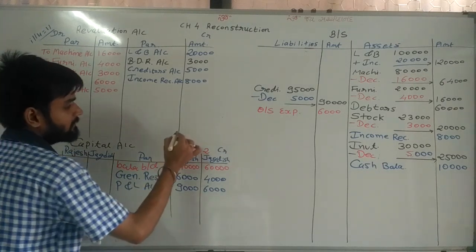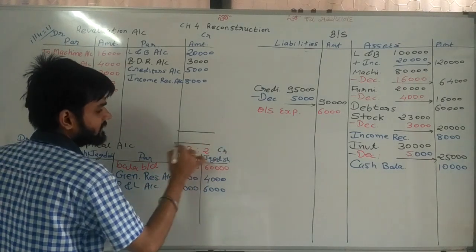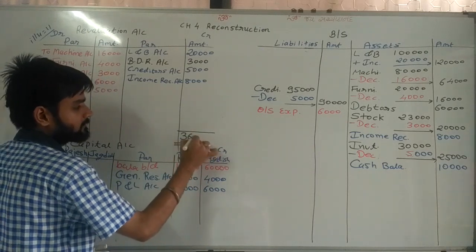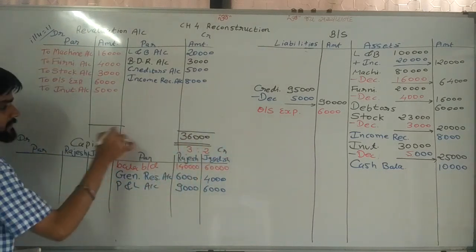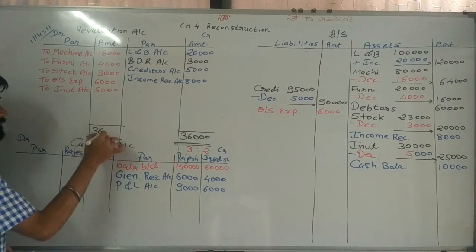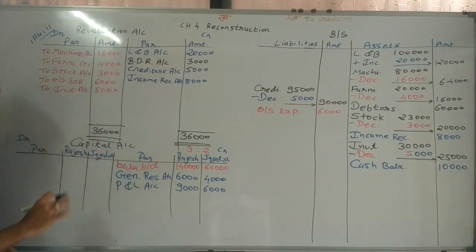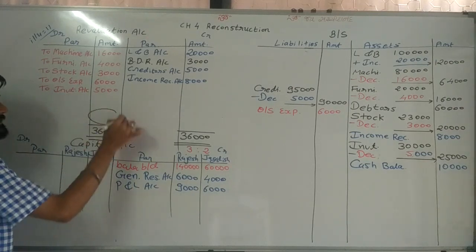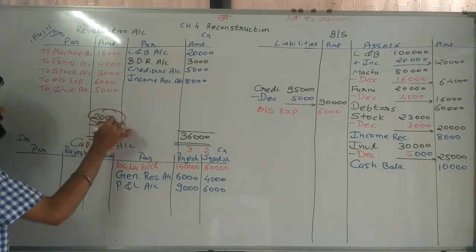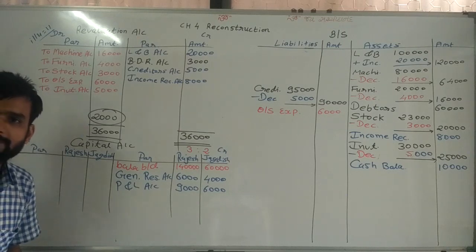So here I am writing 36,000 on both the sides. 36,000 here also. And total of 34,000 debit side is deducted from 36,000. So we are getting the balance, and that balance is 2,000 rupees.